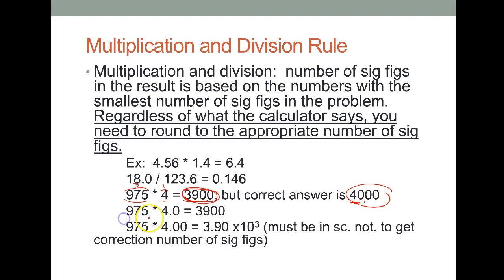Now with this one, I have 3 sig figs and I have 2 sig figs. My answer has to have 2. Perfect. It works out great. Now, if I put that decimal in there, all of a sudden I have 4. So I want to make sure that I don't put the decimal in there.